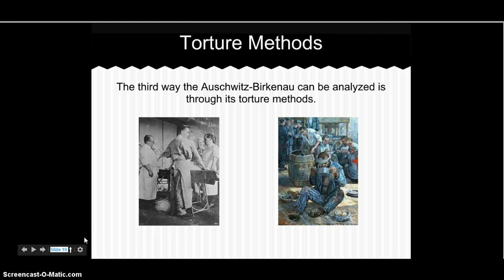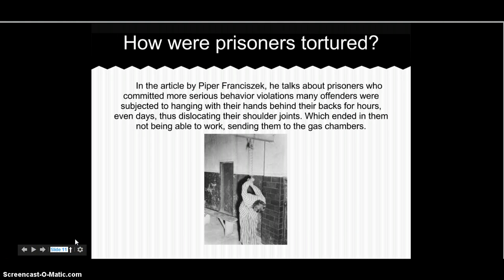The third way that Auschwitz-Birkenau can be analyzed is through its torture methods. How were prisoners tortured? In the article Auschwitz II Birkenau, the author states, prisoners who committed more serious behavior violations were subjected to hanging with their hands behind their backs for hours, even days. This dislocated their shoulder joints and ended in them not being able to work, which sent them to the gas chambers. This is a picture, but this is the less severe case. Normally they'd be off the ground.